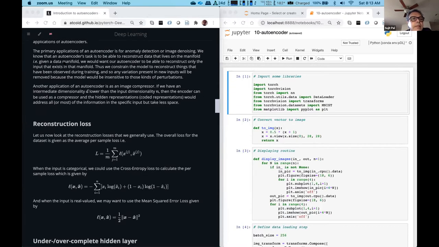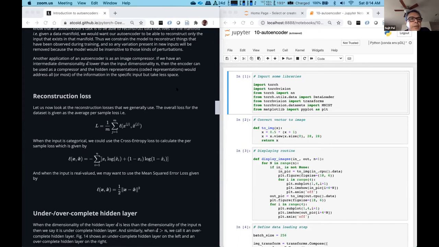So what he says here is that the autoencoder's task is to be able to reconstruct data that lives in the manifold, right? Even though it's a trivial task to reproduce the output from the input, you are really not trying to do that. You are trying to take the typical input, learn the subspace that the typical input resides in, and reproduce only that, right? So going back to the fraud detection example, the network's job is to reproduce normal transactions, right? Not abnormal transactions. So that's what he means: reconstruct only input that exists in the manifold, and thus we constrain the model.